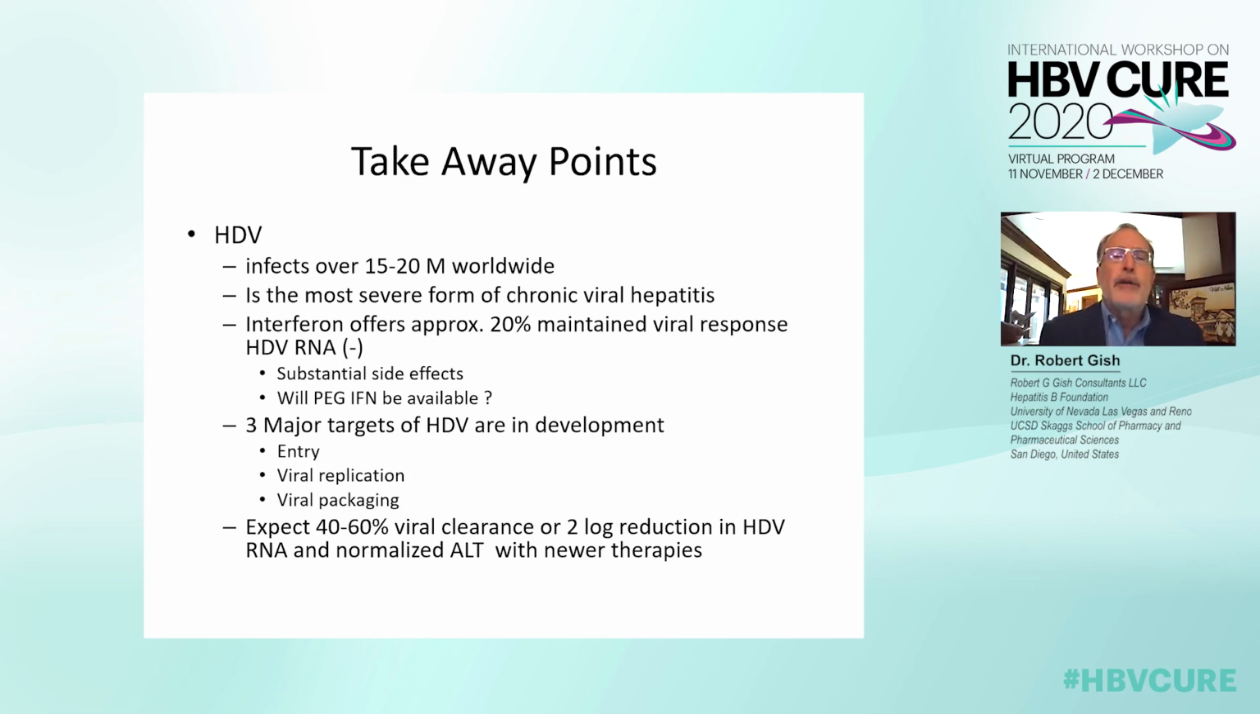Will pegylated interferon be available next year? There are statements being made that this is being removed from the market. We now have 3 major targets of HBV in development: entry, replication, and packaging. But very importantly, many of these studies require an interferon partner. If pegylated interferon standard is removed, lambda interferon may even have more opportunities. I would expect a 40 to 60% viral clearance or 2-log reduction in delta RNA with these more advanced therapies as the results become available.